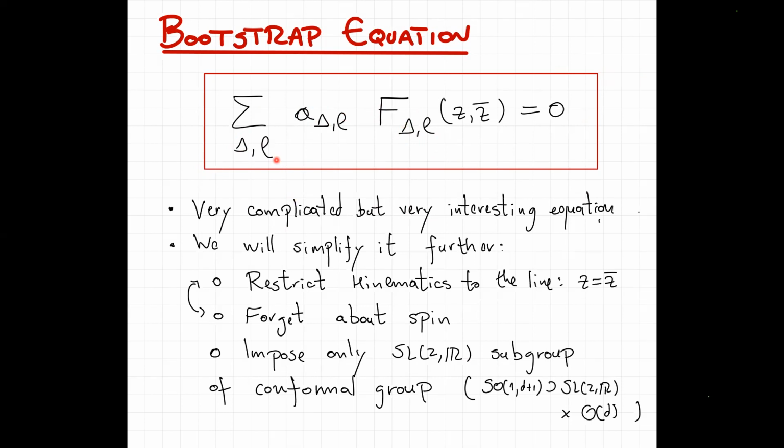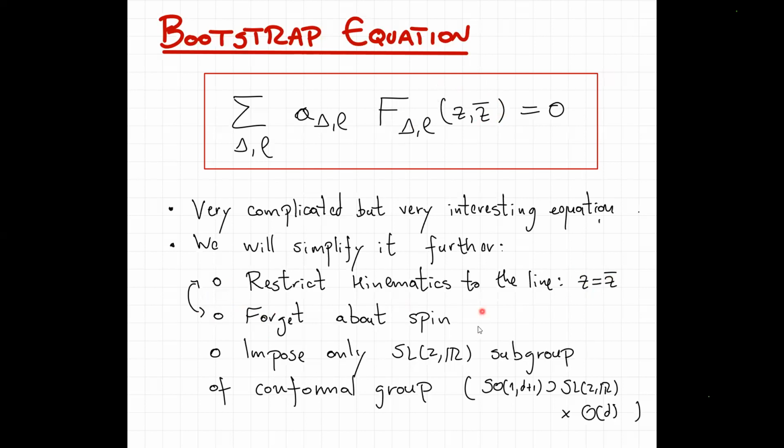In fact, you can say a lot of interesting things. And so here in these lectures, I will primarily focus on a special case of this equation where we restrict kinematics to the line. What does this mean? It means that the correlation function of these four operators, I'm going to put them all on some dimension one manifold, so on a line. And in terms of the cross ratios, this amounts to setting z equals z bar. So we'll only have one cross ratio instead of two.